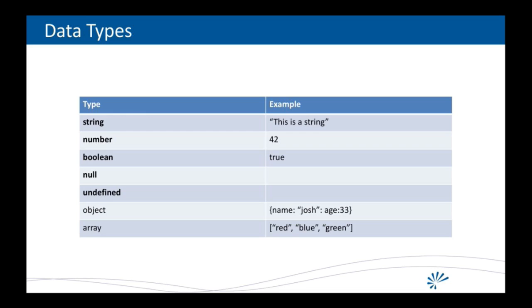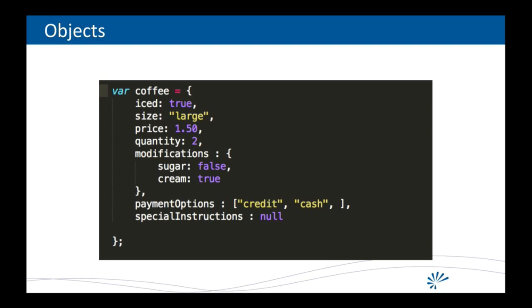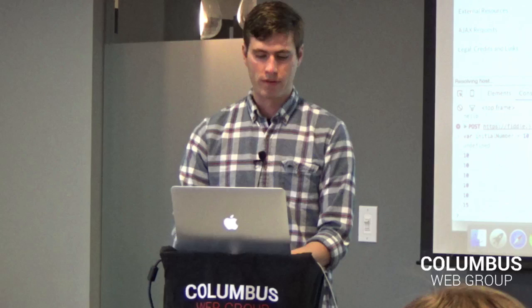On top of those simple or primitive types, we have more complex types, which are composed of those simple types. So we'll take a look at objects and arrays. An object is really a key value pair that's storing primitive variables. Here's an example of a coffee object that has some properties on it. Some are Boolean, some are character strings, some are numbers. Others are an example of an object.